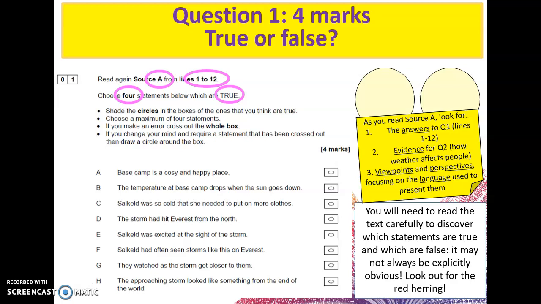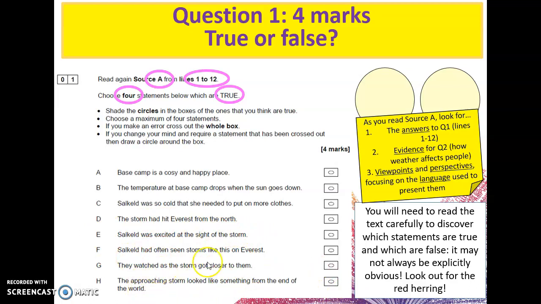You've got 8 there to choose from, and it tells you at the top there how you fill in those little blobs on that exam paper, by shading in the little circles. There's a little tip in the bottom right hand corner there that says you will need to read the text carefully to discover which statements are true and which ones are false. It might not always be explicitly obvious, you might have to dig a little bit. There might also be one that seems true, but there's a subtle difference that just makes it false. So just check that carefully in case there's one in there to catch you.